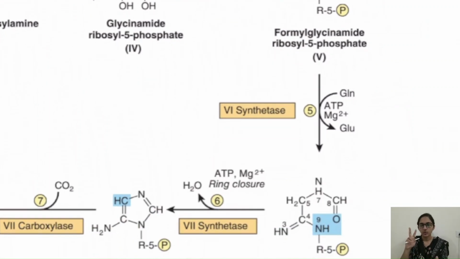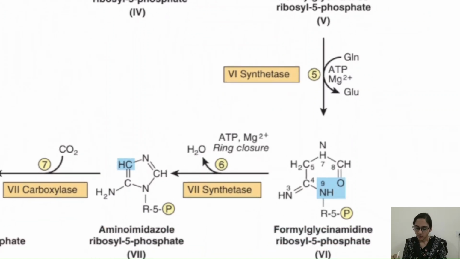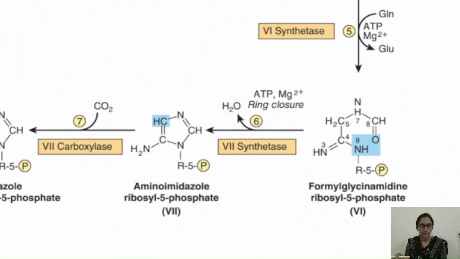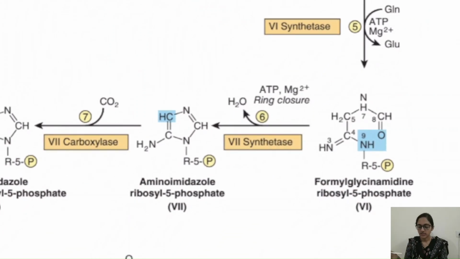So we have two nitrogens which will be donated by glutamine, right? So glutamine will again give off its nitrogen group, and where does it get attached? It gets attached at this position, from C4. The amino group gets attached. Now we are going to close this ring. So the ring closure takes place.